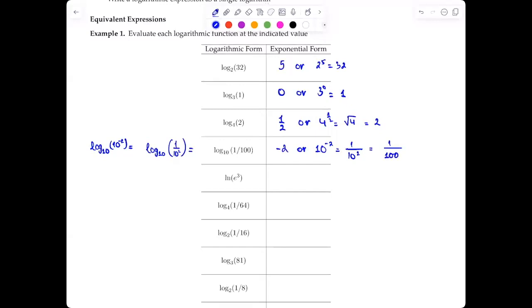The next one is ln of e to the third power. So ln is log of base e. So the answer is 3. e raised to the third power is equal to e to the third power, of course. So this one is easy enough.